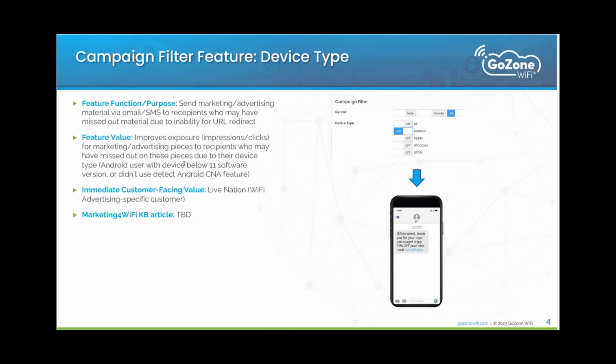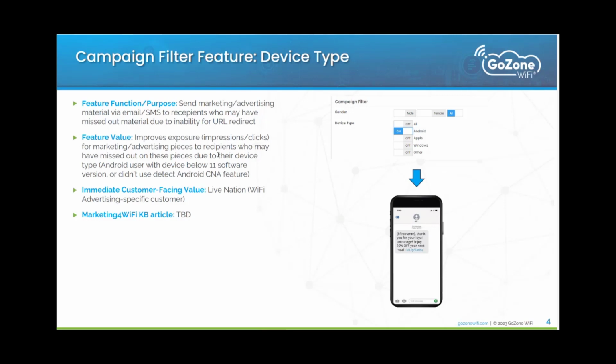So keep in mind, when we talked before about the Detect CNA for Android users, that does currently run only on software version 11 or above, while this device type feature for marketing and SMS campaigns would go out to all types of Android users, no matter what software version. And that's very important because that's a buffer opportunity to still provide those marketing and advertising opportunities through the form of email and SMS messages.